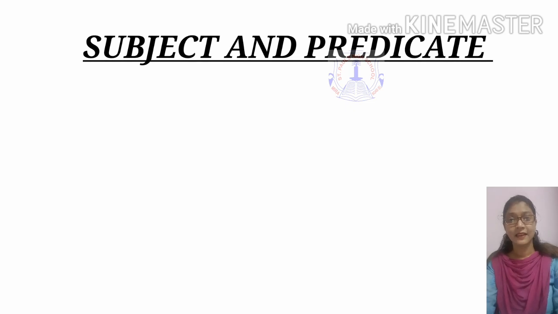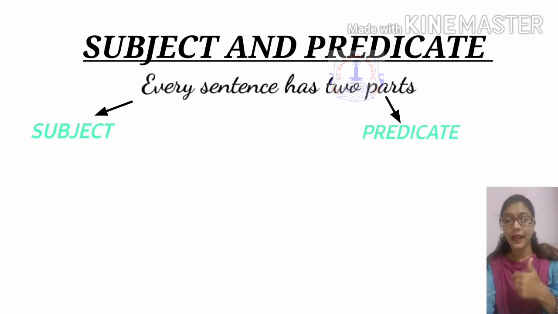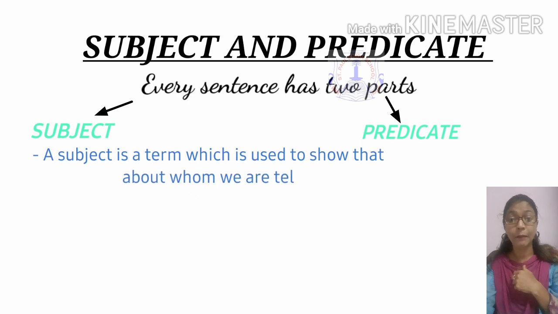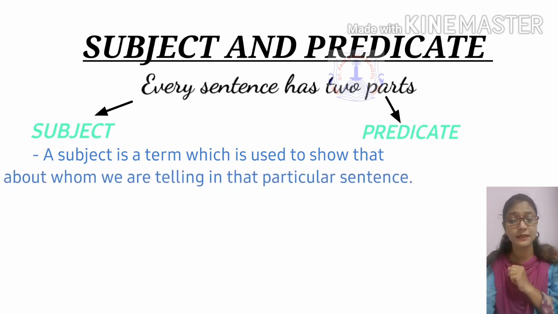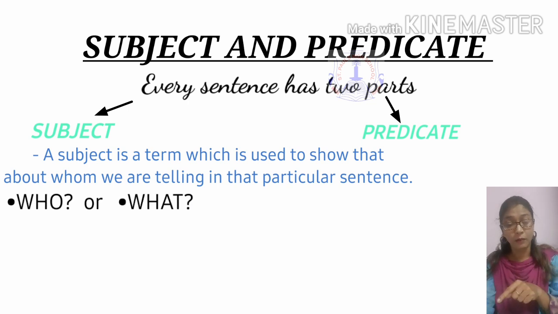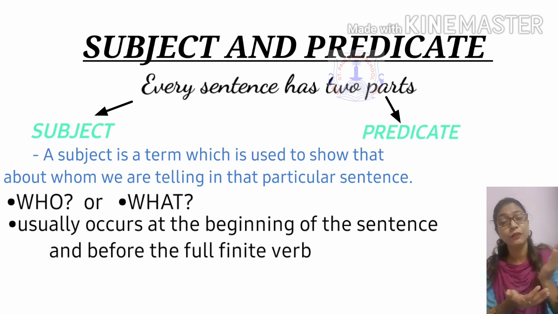Today taking up standard 10th English grammar, the topic which we will be discussing is subject and predicate. Every sentence has two parts, subject and predicate. What is a subject? A subject is a term which is used to show about whom we are telling in that particular sentence. An easy way to identify the subject in the sentence: we ask two questions, who or what, to the verb. This is the first rule, and the answer you get is a subject. Second rule, it usually occurs at the beginning of the sentence and before the full finite verb.